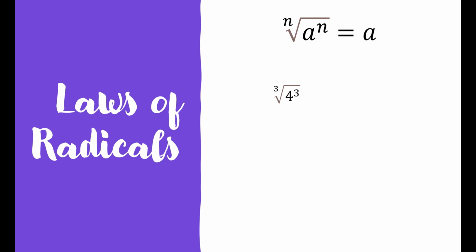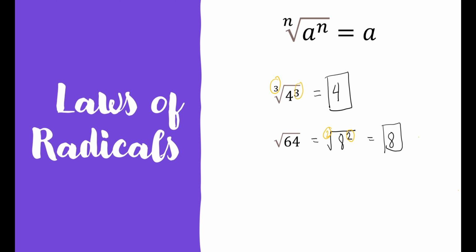For example, cube root of 4 cubed. As we may observe, the index and the exponent are both 3. Therefore, using the first law of radical, we may simplify this radical expression to 4. Second, the square root of 64. Square root of 64 can be written as the square root of 8 squared, because 8 squared is equal to 64. And now that the exponent and the index are both equal to 2, we may now simplify this to 8 using the first law of radical.